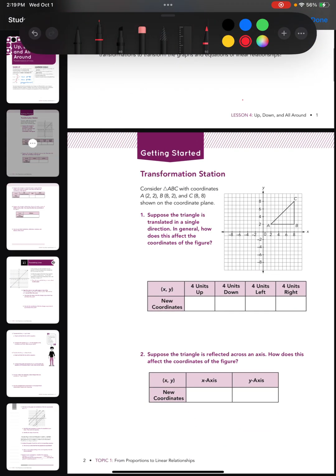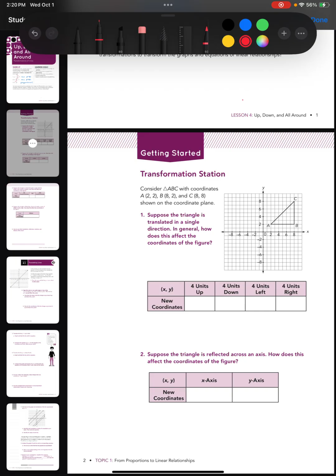All right, moving on to the getting started activity. Going back to when we talked about transformations previously. It said consider triangle ABC with the coordinates (2, 2), (8, 2), and (8, 8) shown on the coordinate plane. Suppose that triangle is translated in a single direction. In general, how does this affect the coordinates of the figure?